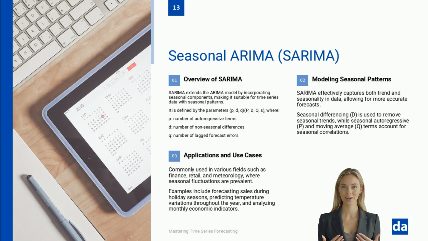Next, we will discuss how SARIMA models seasonal patterns. This model is effective in capturing both trends and seasonality, which leads to more accurate forecasting. Seasonal differencing, represented by D, is employed to eliminate seasonal trends, while the seasonal autoregressive and moving average terms, P and Q, help account for seasonal correlations in the data.